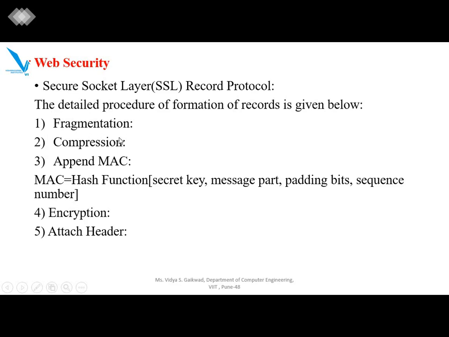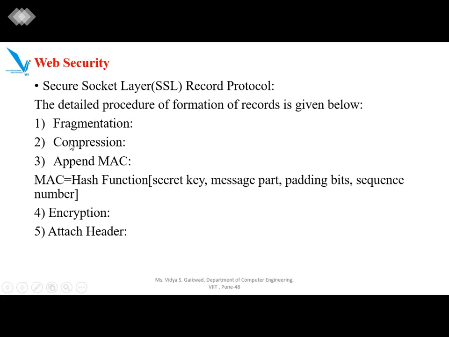So the first procedure is fragmentation, second is compression, third is append MAC, after that encryption, and the last one is attach header. Now, what do you mean by fragmentation? Divide the message into a number of parts or fragments of fixed size. If the part size is less than the requisite size, then the necessary number of padding bits are added at the end of the message, right?